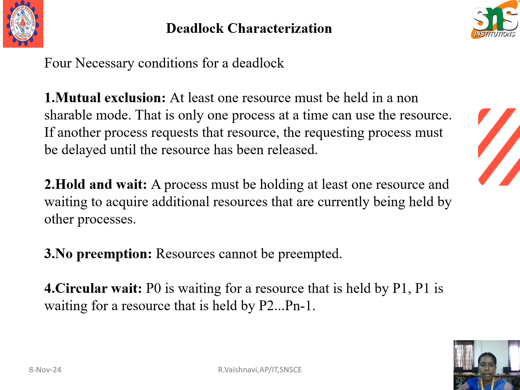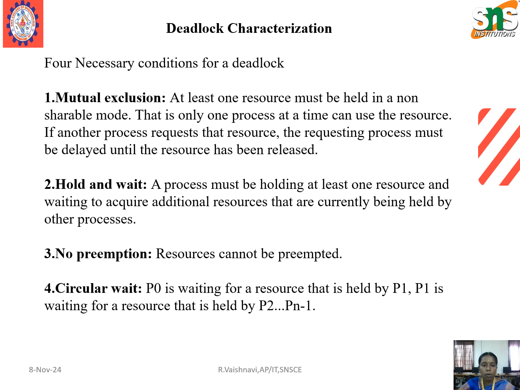Next one, deadlock characterization. Four necessary conditions for deadlock characterization. The first one is mutual exclusion. At least one resource must be held in a non-shareable mode. That is, only one process at a time can use the resource. If another process requests the resource, the requesting process must be delayed until the resource has been released.